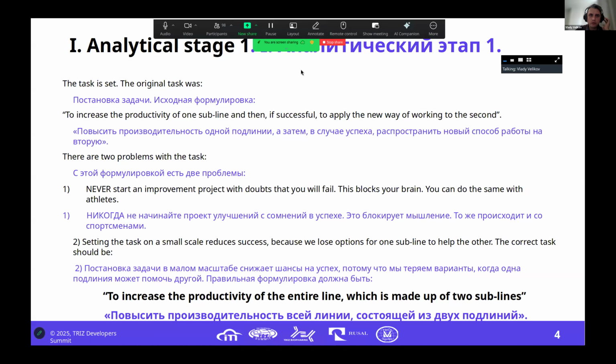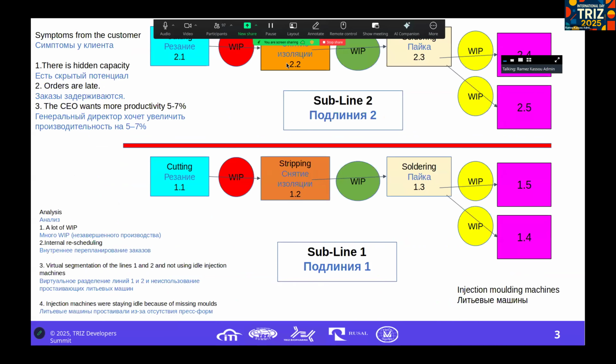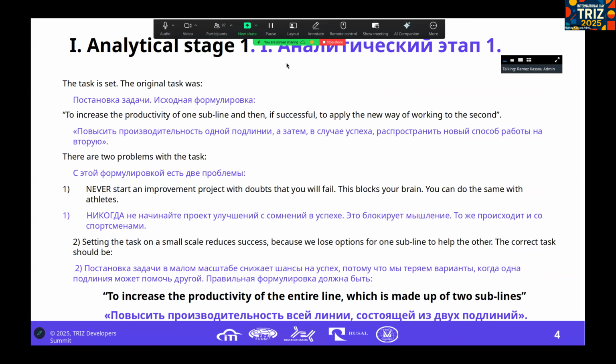I don't know how to remove this line. It's okay. You can continue, please, and no questions by now.